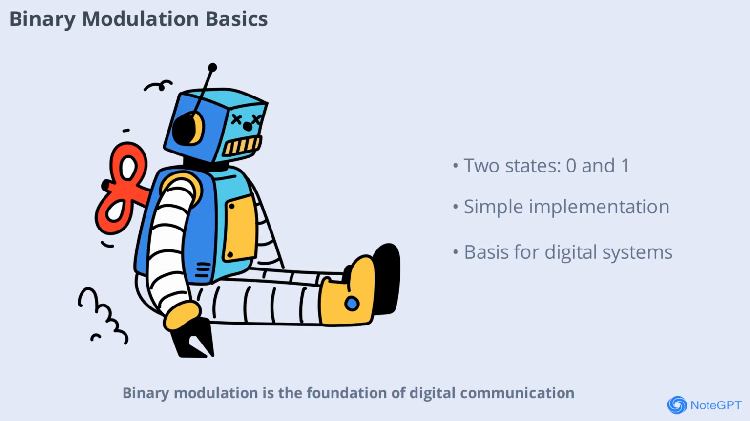Binary modulation is the foundation of digital communication. It involves representing data using two distinct states, typically 0 and 1. The simplest form, called binary amplitude shift keying (BASK), changes the amplitude of the carrier to represent binary data. This approach is straightforward but can be vulnerable to noise. Binary modulation is essential for transmitting digital information efficiently and reliably across various platforms.